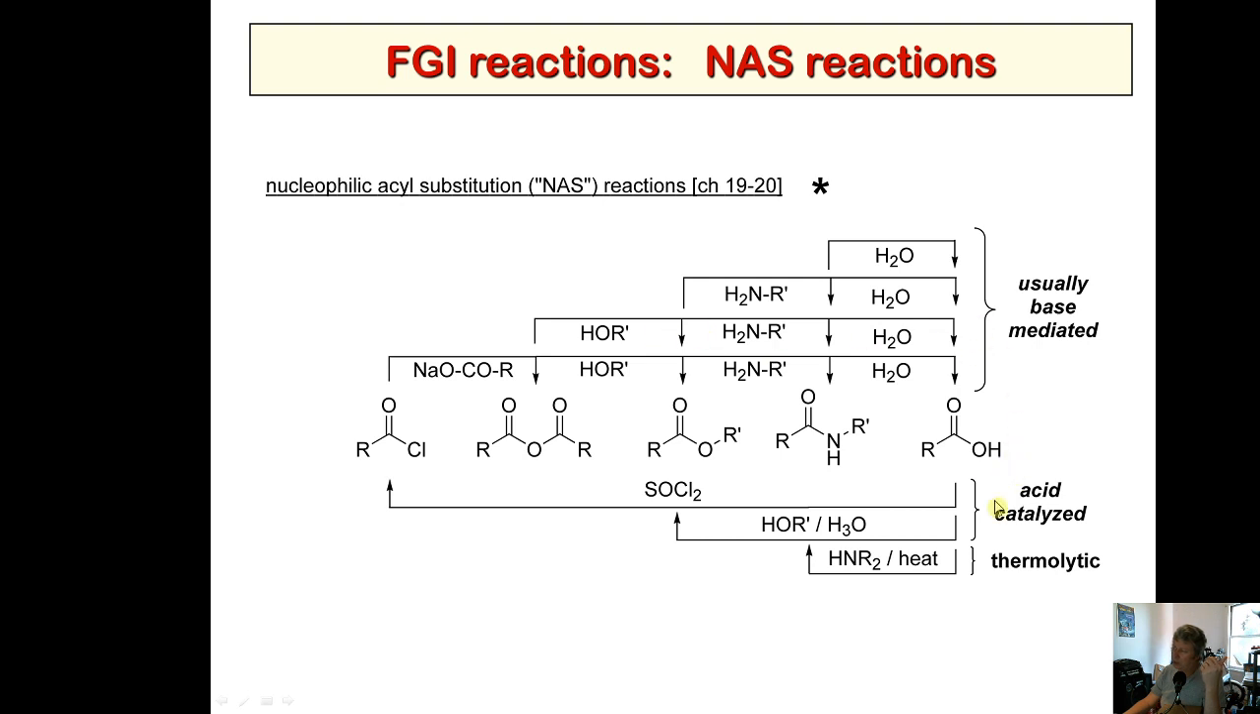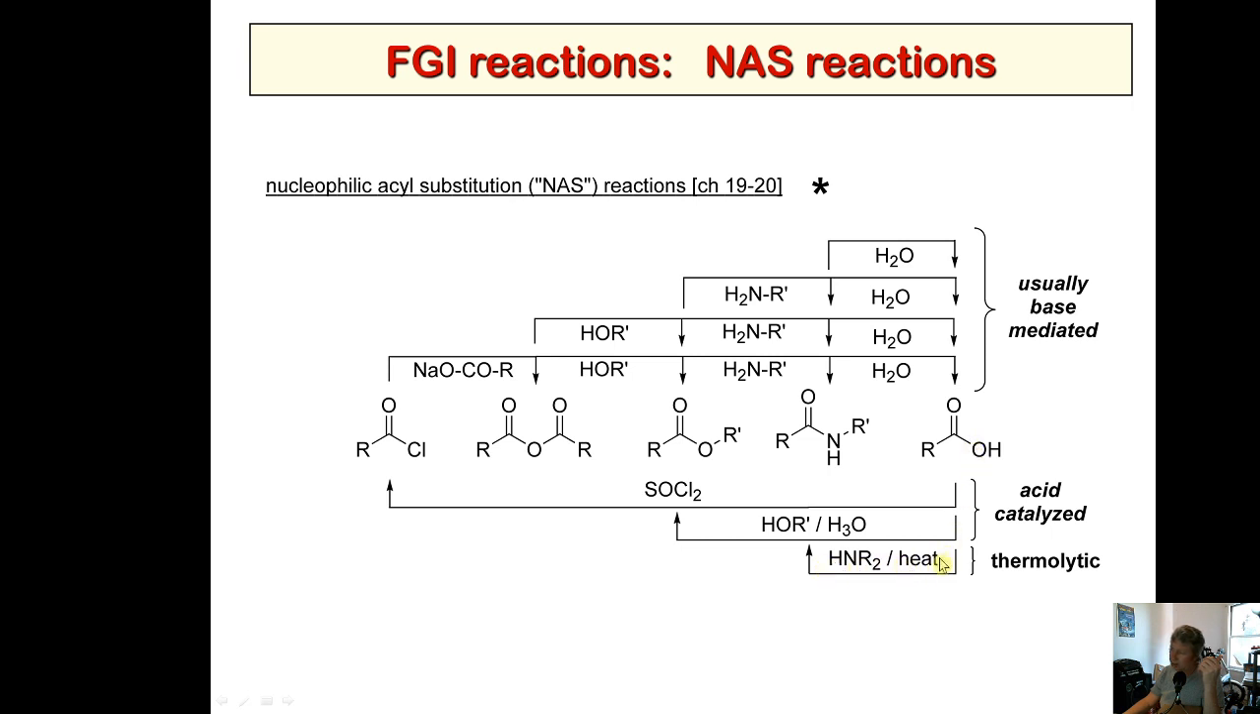And we can also go from right to left. An obvious one is SOCl2, right? Carboxylic acid can go all the way back to the acid chloride. We can also go from carboxylic acid to an ester. That's a Fischer esterification, right? And then this one we kind of skipped because it's a little boring, I think.